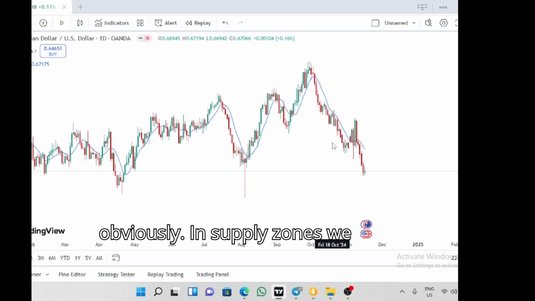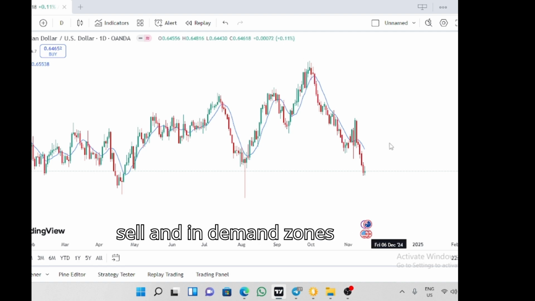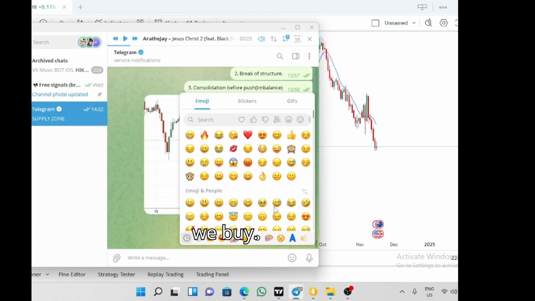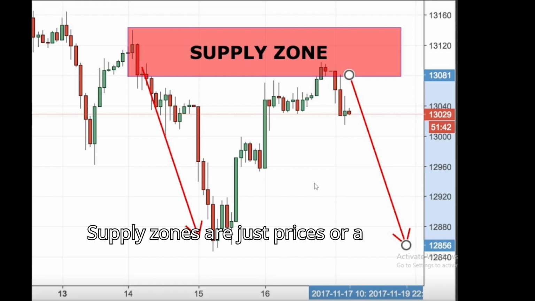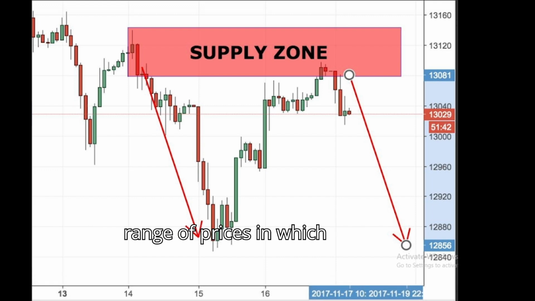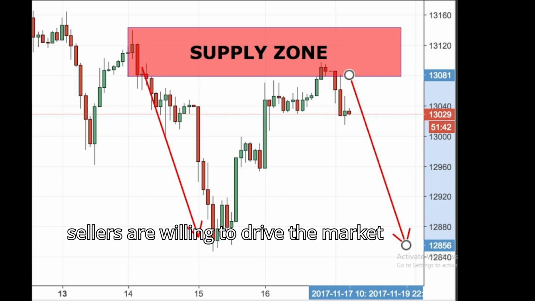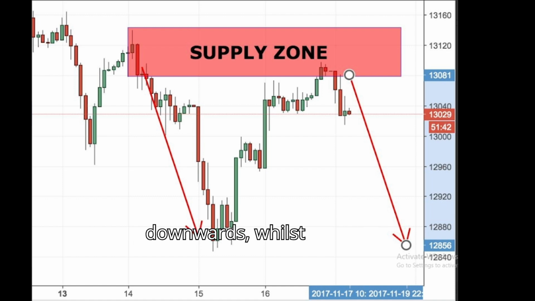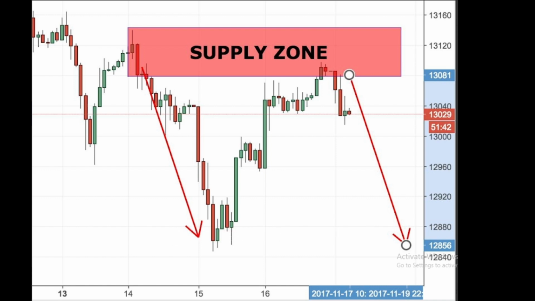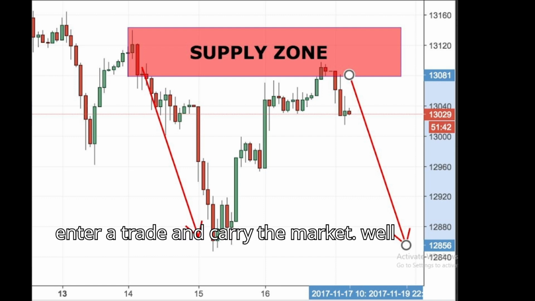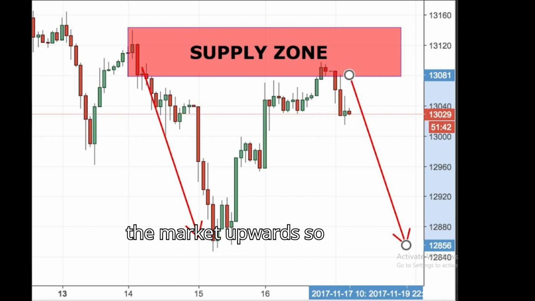Obviously, in supply zones we sell, and in demand zones we buy. Supply zones are just prices or a range of prices in which sellers are willing to drive the market downwards, whilst demand zones are what? Ranges of prices where buyers are hoping to enter a trade and carry the market upwards.